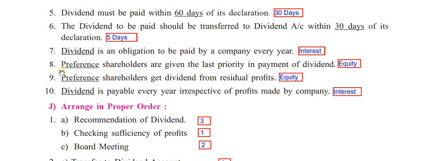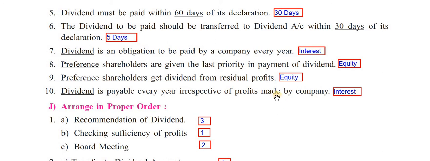ठीक है? Then, preference shareholders are given the last priority in the payment of dividend. No, it's equity shares. Ninth, preference shareholders get dividend from residual profits. No, again, it's equity shareholders. And 10th one, dividend is payable every year irrespective of profits made by the company, which is wrong. The correct answer is interest. Okay, so this was about the complete the sentences part, children.